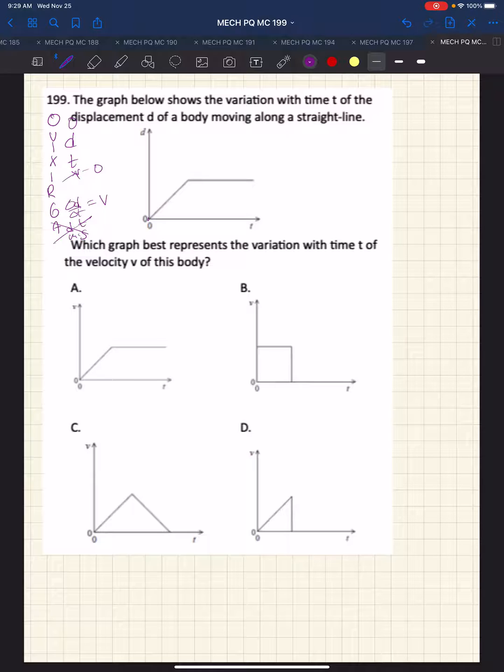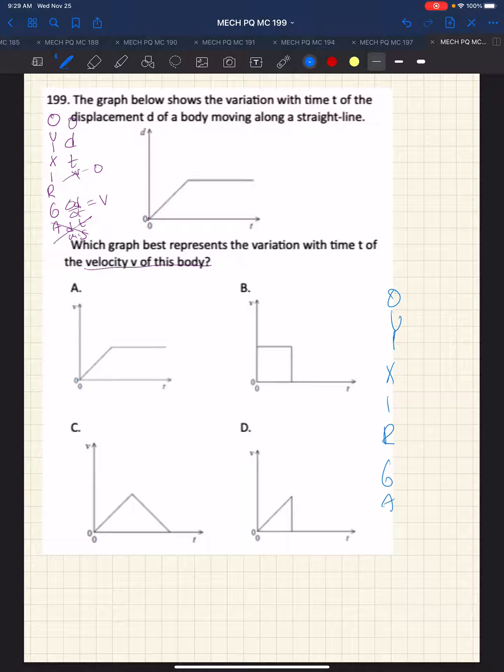And now the graph shows the variation in time of the displacement of a body moving along a straight line. All right, so it's moving along a straight line, and the choices show which graph represents the variation with velocity v of this body. So we need to do a second Oizerga for all of these.